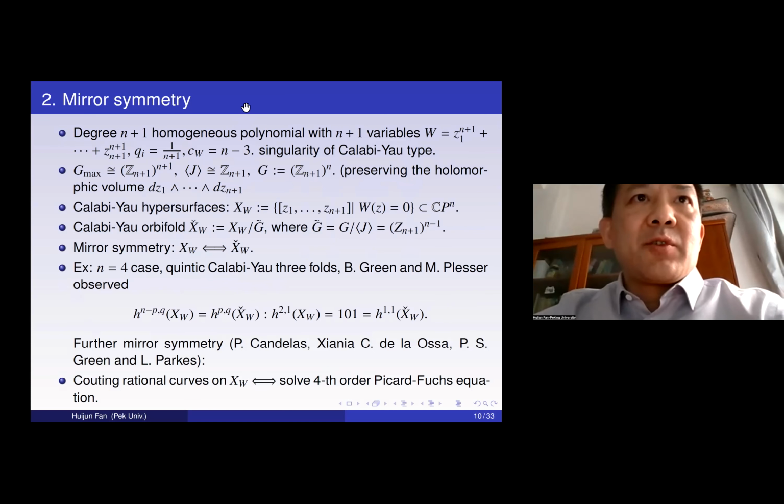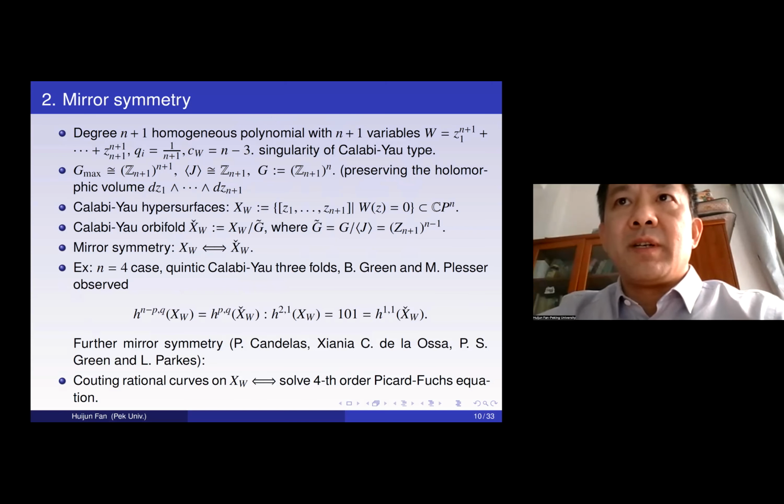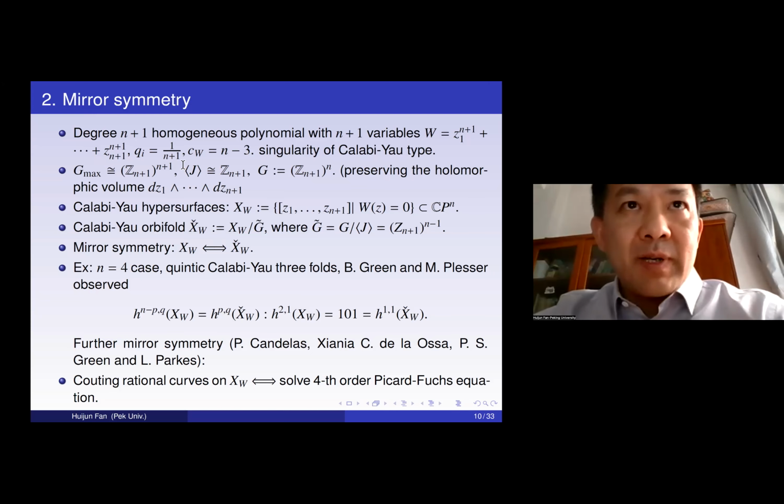We consider a degree n plus 1 homogeneous polynomial W with n plus 1 variables. So W is written in the following form. It's a homogeneous polynomial, and then you calculate the charge Qi, which is just 1 over n plus 1, and the central charge CW is n minus 3. If this central charge is an integer, the singularity is called of Calabi-Yau type.